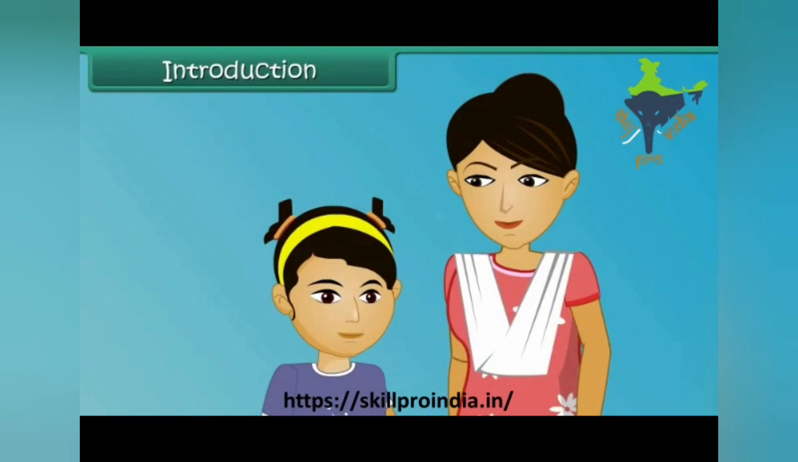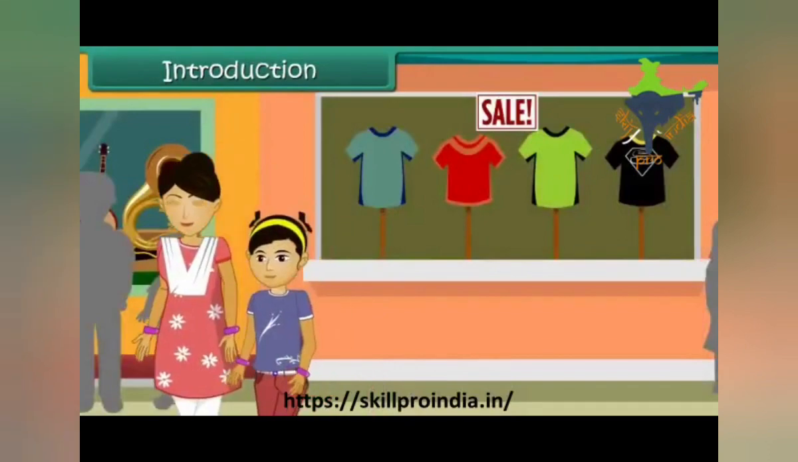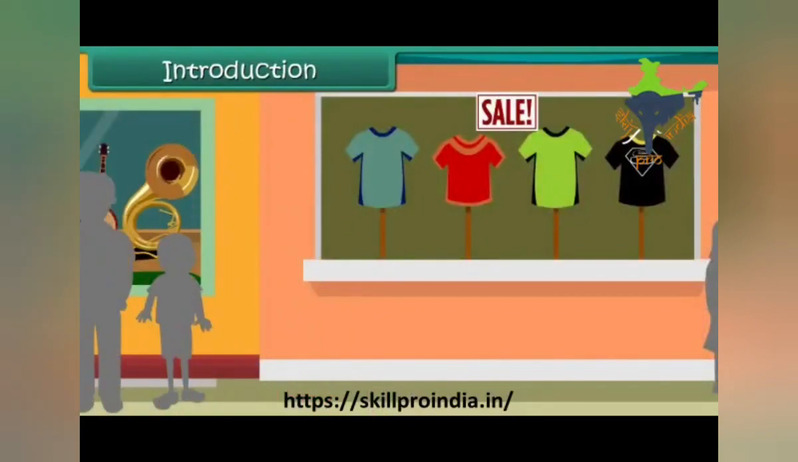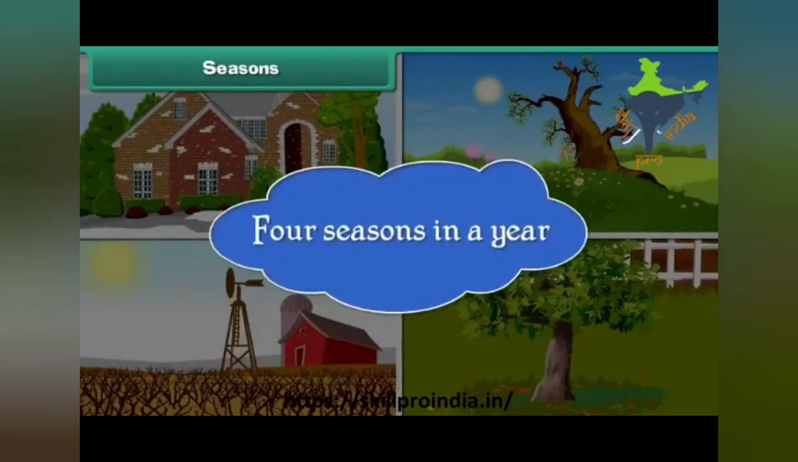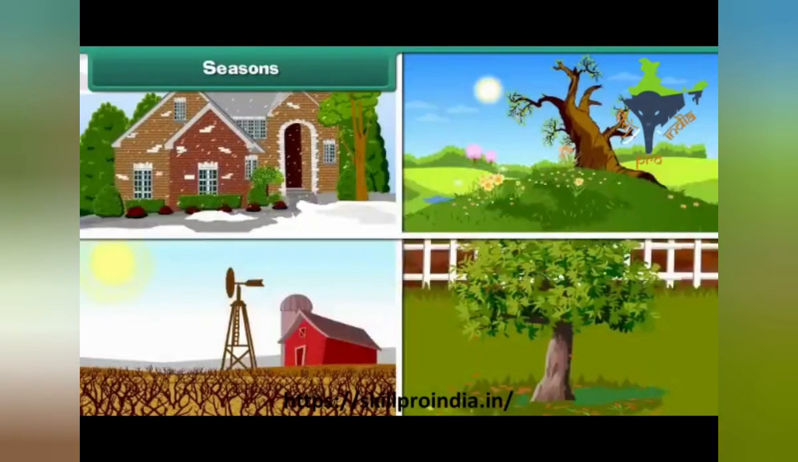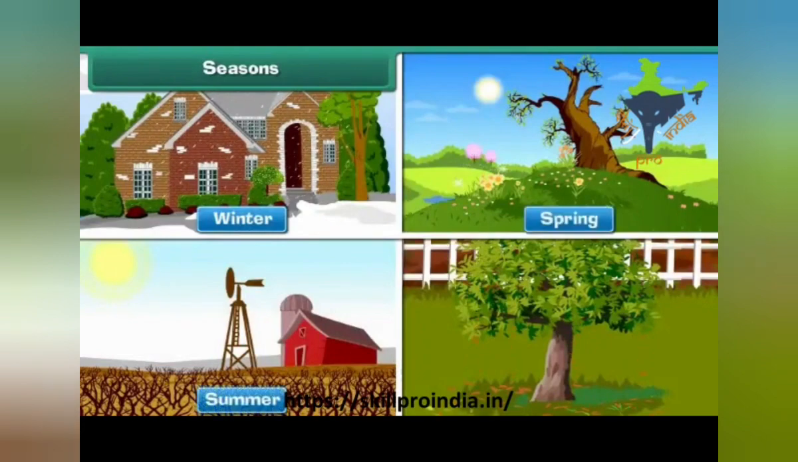Ananya wants to know more about different types of clothes. Her mother tells her all about clothes when they reach home. In this lesson, you will learn about seasons. Seasons. There are 4 seasons in a year. They are winter, spring, summer, and autumn.